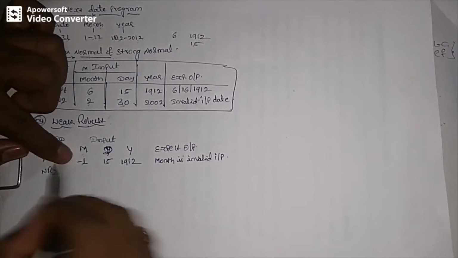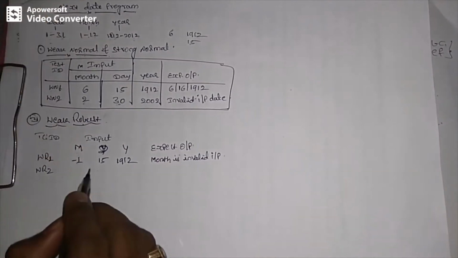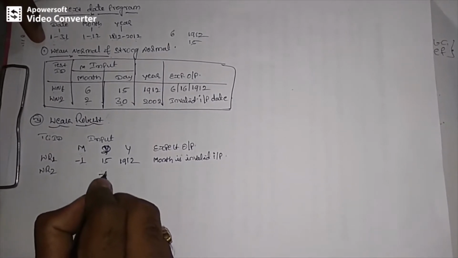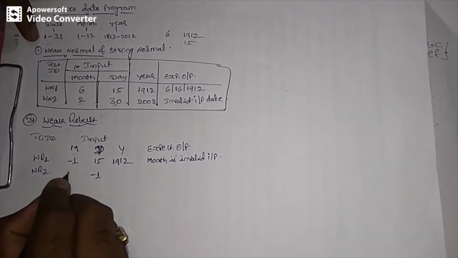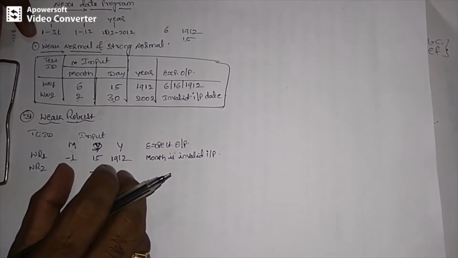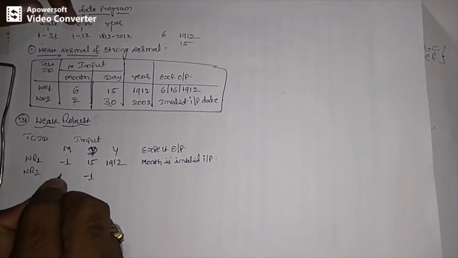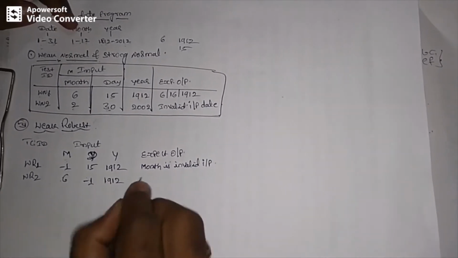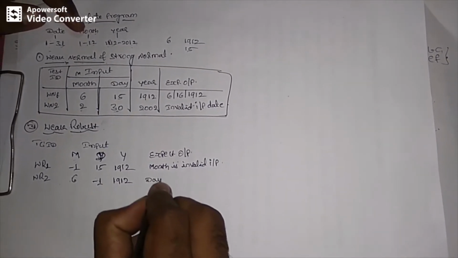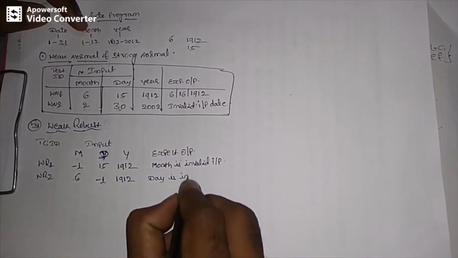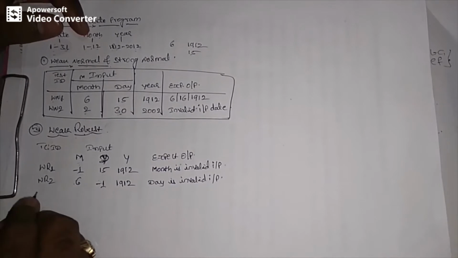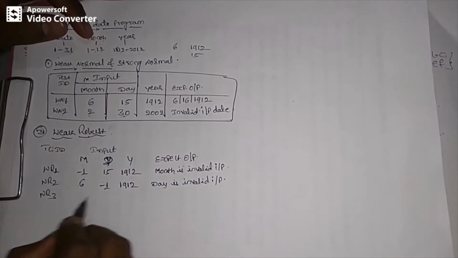Next WR2. Now month has become invalid. This is single fault. Next time day will become invalid, so the invalid input will be -1. What about these two values? These two should be nominal. So month nominal value is 6 and year nominal value is 1912. Now day is invalid input.